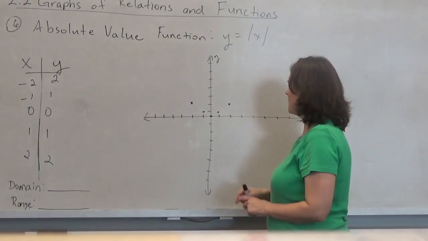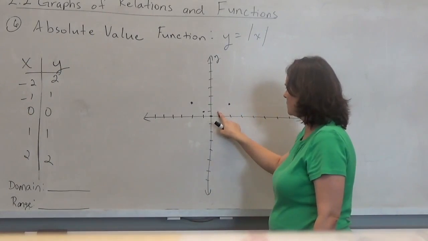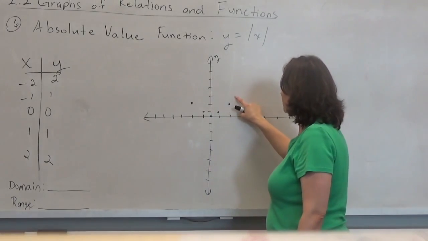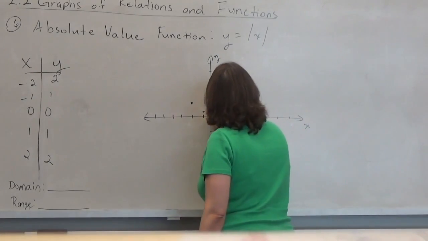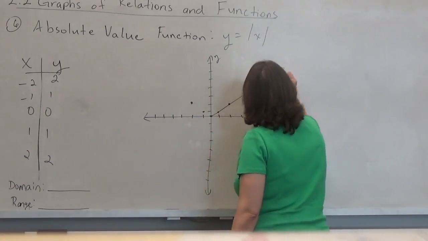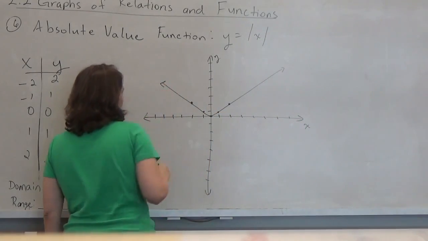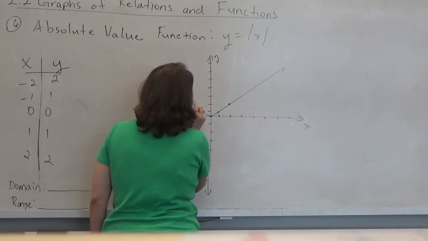All right, and if you look at the numbers that you were getting, you had 0, 0, 1, 1, 2, 2. They're lining up perfectly. You could continue. You would have 3, 3, 4, 4, etc. So these are going to line up in a linear fashion for us. And this is going to create a V-shaped graph.